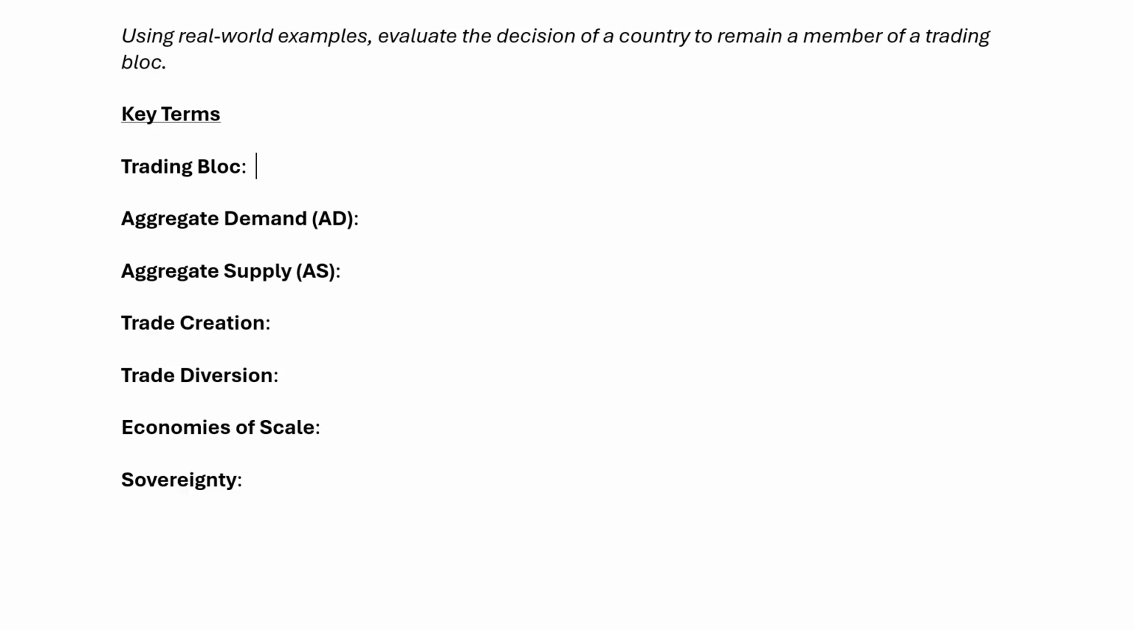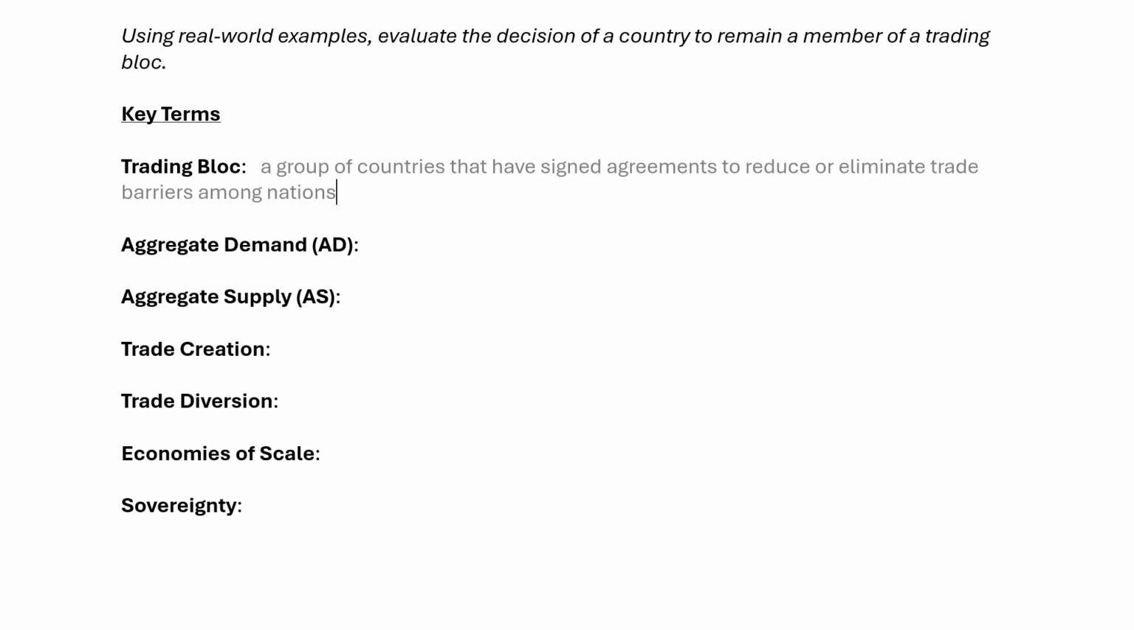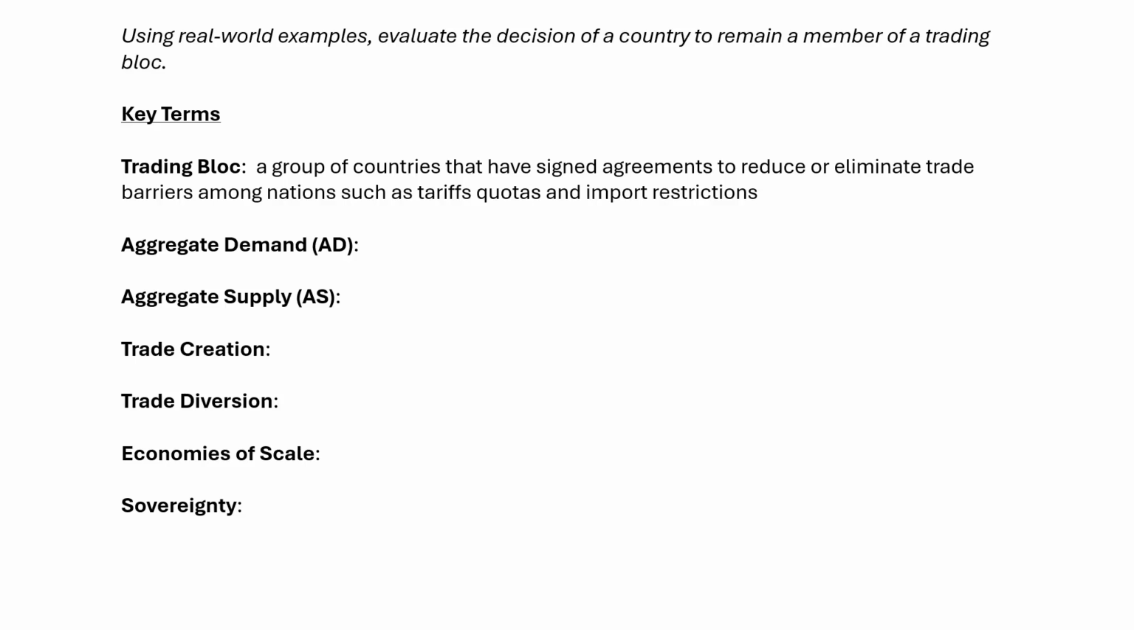A group of countries that have signed agreements to reduce or eliminate trade barriers among nations, such as tariffs, quotas, and import restrictions. So that's what a trading bloc is. Essentially, a bunch of countries that have agreed to kind of be friendly with each other. Now, in terms of aggregate demand and supply, you guys should be pretty familiar with these concepts by now, but it's good to just define the terms.